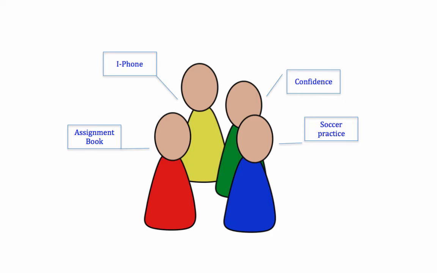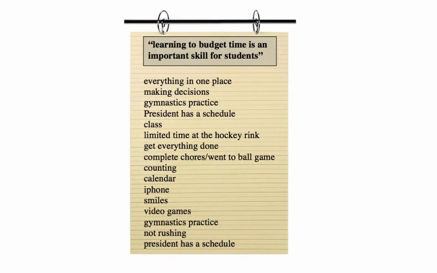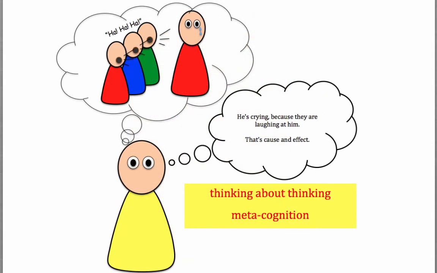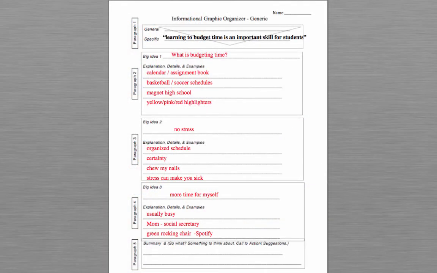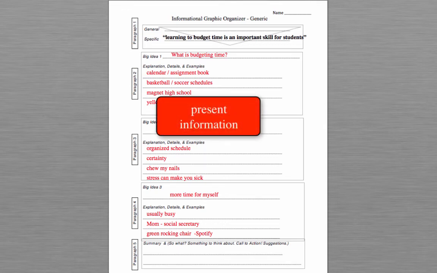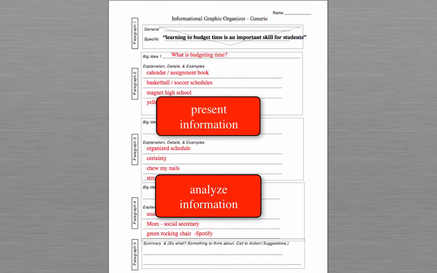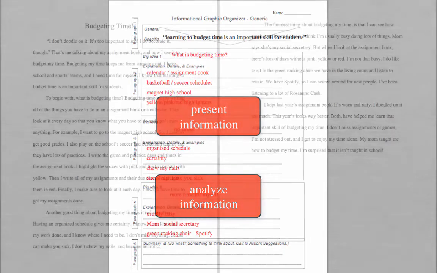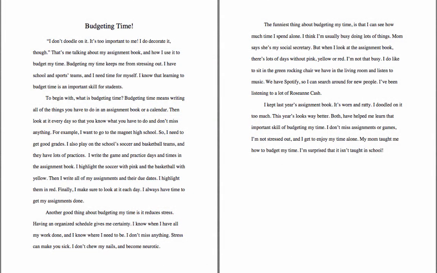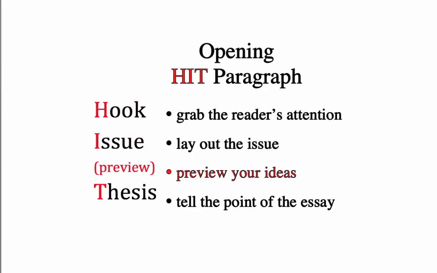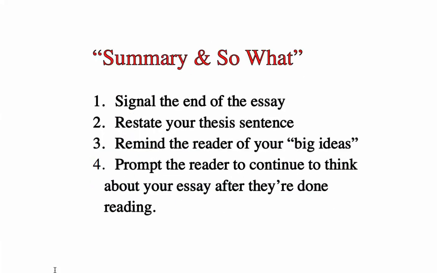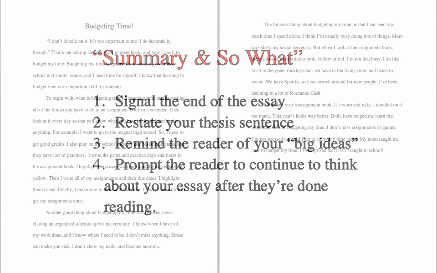You spent your first day creating and gathering the big ideas for your essay. You identified the thinking strategy of each big idea and organized them in an informational or expository structure. The early big ideas presented information, and the later big ideas had higher-order thinking strategies that analyzed the information. The next day was spent assembling the elements into organized sentences and paragraphs. You wrote a hit paragraph as an introduction and a summary and so what paragraph as a conclusion.